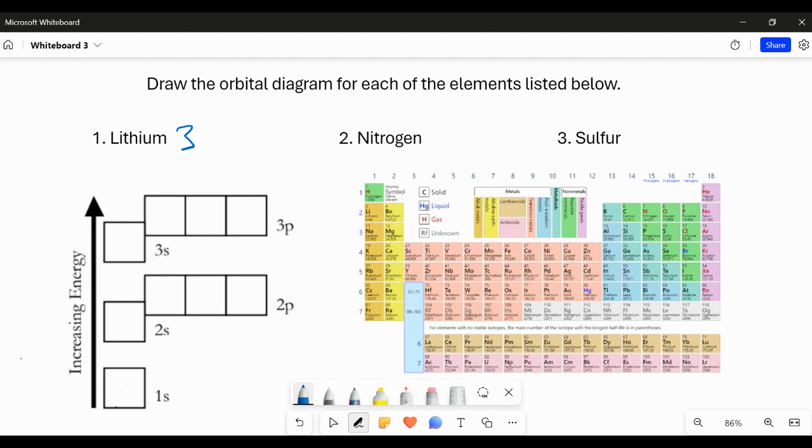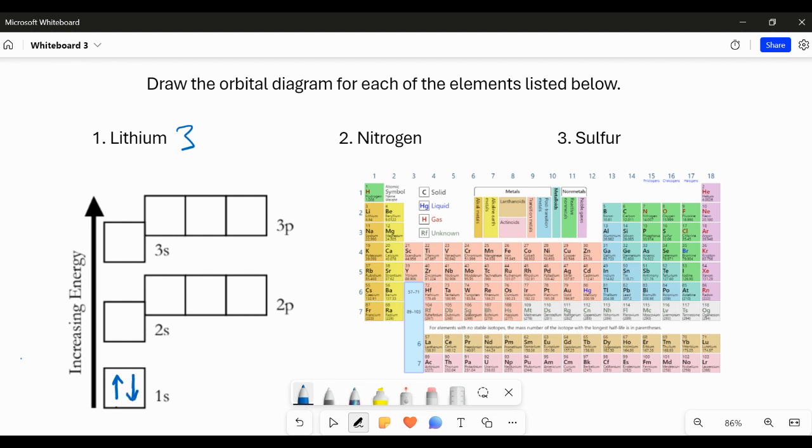Now, each of these boxes corresponds with a specific orbital. This first box right here is the 1s orbital. And you may remember from electron configurations that that is the one that gets filled first. So we're going to use arrows to represent the electrons here. So we have 3 electrons to place. Each of these boxes can only hold 2 electrons. So in this first box, I'm going to first put an arrow pointing up. And then after I have that one, I'm going to put an arrow pointing down.